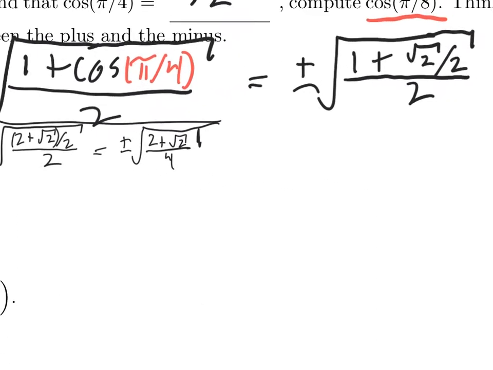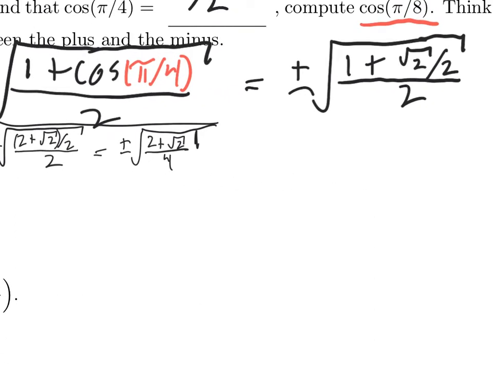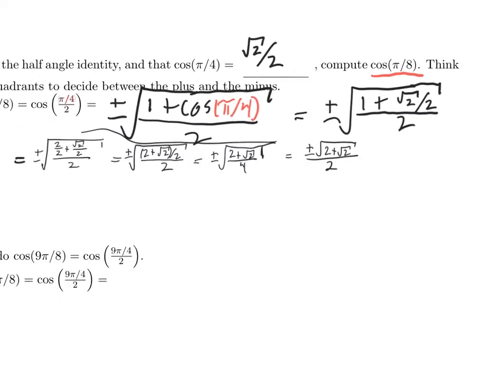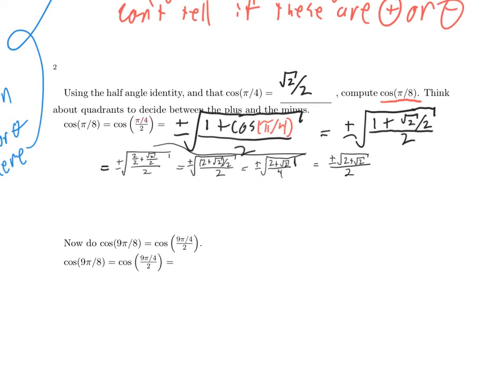And now, do you see any perfect squares under that square root? You do. You see this 4. So I can pull that 4 out of the square root as a 2. I'll see plus or minus the square root of 2 plus the square root of 2 all over 2, because the square root of 4 is 2. Nice. So there's an answer, but it's not really an answer. It's two different numbers. Cosine of pi over 8 is just one number.